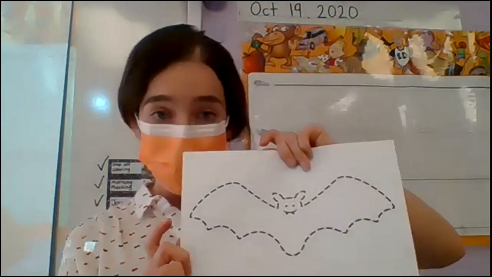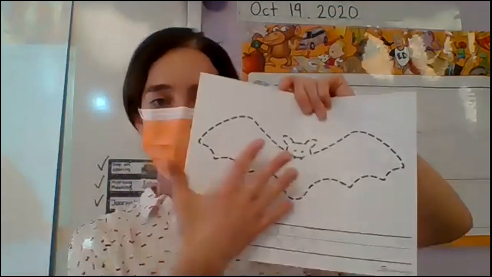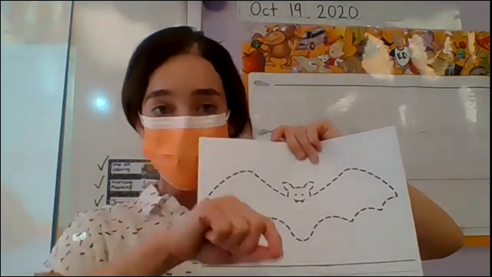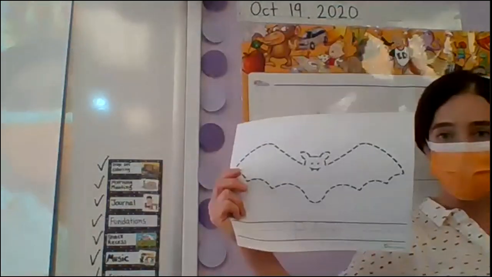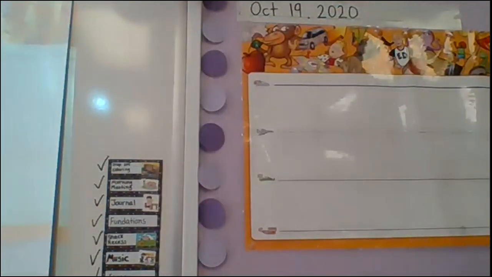At home, if you don't have a super bat, once I hand these papers out, I'm gonna put this picture of super bat on the screen so we can try to trace it and copy it and draw it together. But if you have one of these, get it out and cut it out. Alrighty.